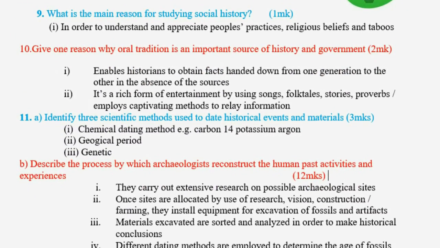Number 9, what is the main reason for studying history and government? In order to understand and appreciate people, practices, religion, beliefs, and taboos. Give 1 reason why oral tradition is important. Source of history and government enable historians to obtain facts handed down from one generation to another. It is rich in entertainment by using songs.